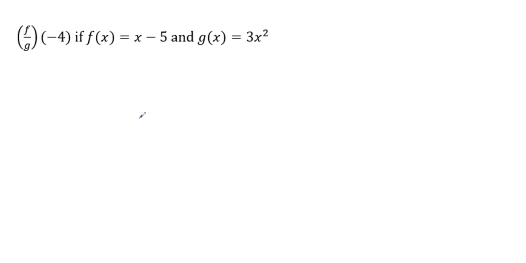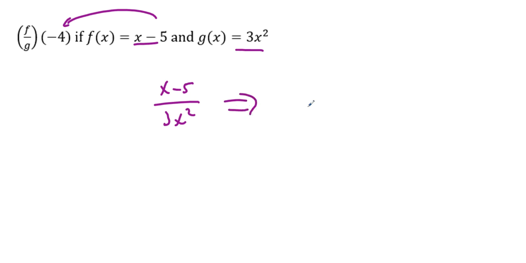Here's our last example. Here we're going to divide these two functions. And this is where, again, I would just rewrite these functions in this fraction form. I would do x minus 5 over 3x squared. And you can even call this h of x if you wanted to, and just put these two together and call it a new function. And you're going to put input negative 4. So let's go ahead and do that. We're going to have negative 4 minus 5 over 3 times negative 4, all in parentheses, squared.